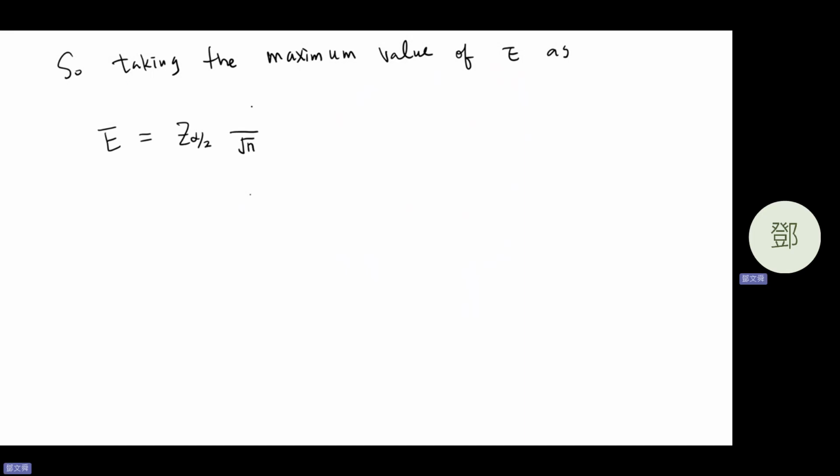Taking the maximum value of E as E equals Z alpha over 2 times 1 over 2 over the square root of n.